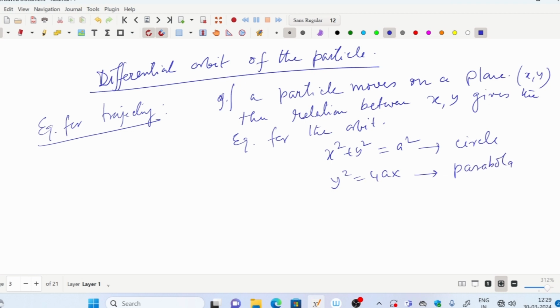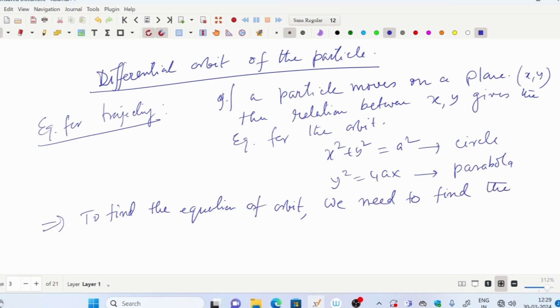So, to find the equation of orbit, we need to find the relation between r and theta in this case. Let us see how we can find it, and for that we have to use the equation of motion.